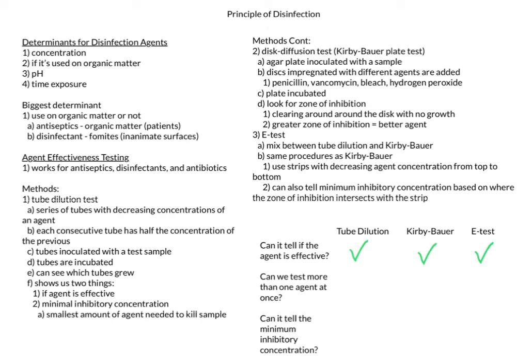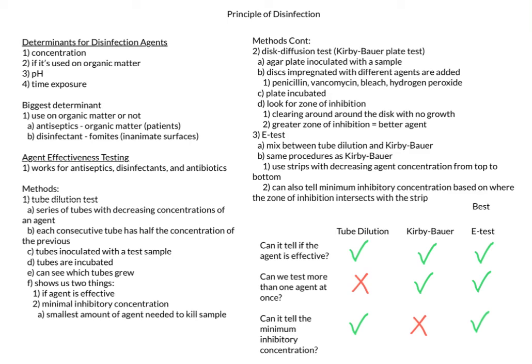Now, they all tell us if the agent is effective or not simply based on the growth of our sample. In the Kirby-Bauer and the E-test, we can test multiple agents at once, but we cannot in the tube dilution test. The E-test and the tube dilution test can tell us the minimum inhibitory concentration, but the Kirby-Bauer test cannot.